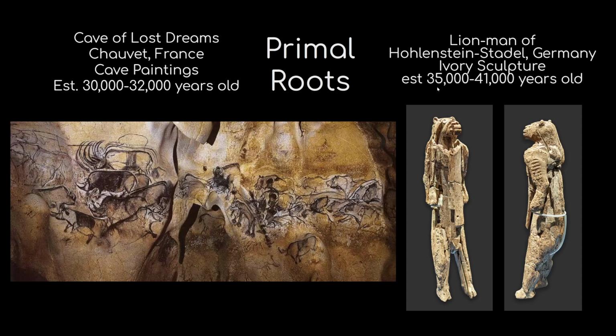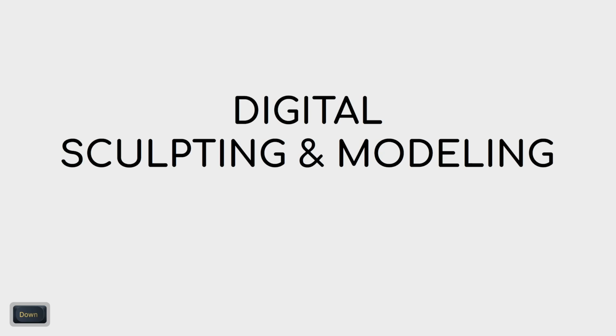paintings on the wall. And the Lion Man from Hohlenstein-Stadel, Germany, an ivory sculpture 35 to 41,000 years old, carved out of an ivory tusk, a lion man. So who knows how much amazing culture and art and games and just spirituality revolved around all these art forms. So I think preserving the way to do this is really important.